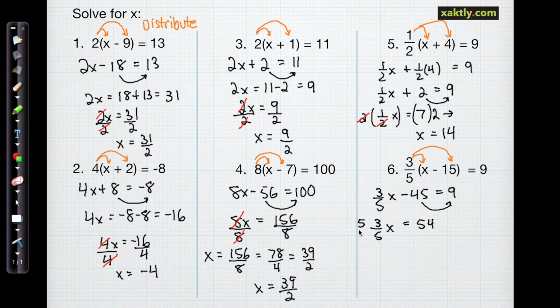It should be minus 45 over 5, which should be minus 9. So I should have ended up with 18 on the right side. 3/5 x is equal to 18, and so on. But you can fix that.